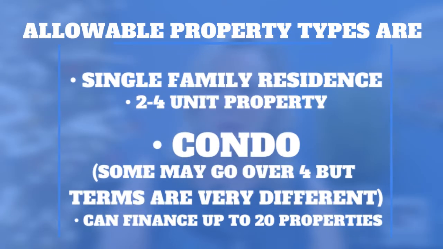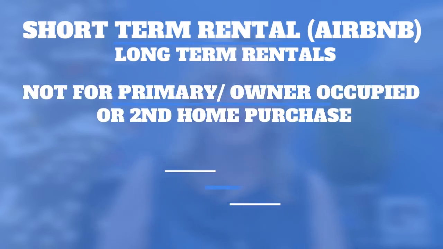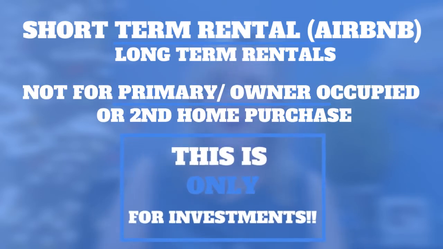Allowable property types are single-family residence, 2 to 4 unit property, condo, and some investors that may go over 4 units, but terms are very different. You can finance up to 20 properties with this program. This loan is eligible for short-term rentals like Airbnb or long-term rentals. It's not for primary owner-occupied or second home purchases. This is only for investment properties. Loan to value for purchase or rate term refinances is 80% loan to value or 20% down payment. Cash out refinance is 75% loan to value.